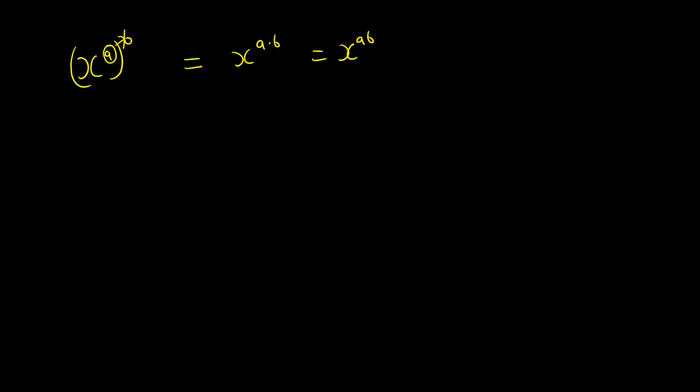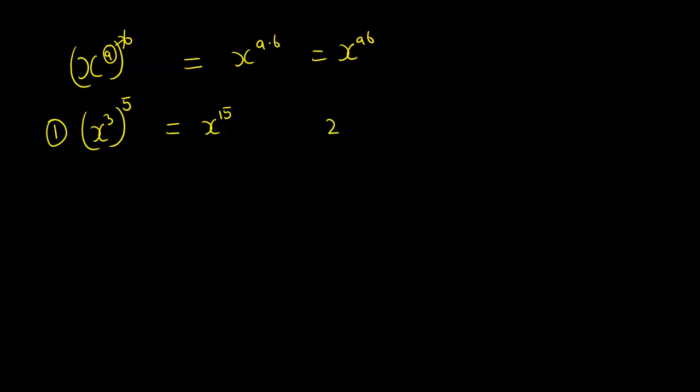So let's take a look at one example. We have here x cubed to the power of 5. So in this one, we simply multiply 3 times 5, and we get 15.